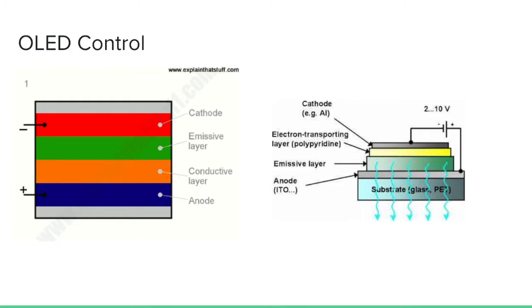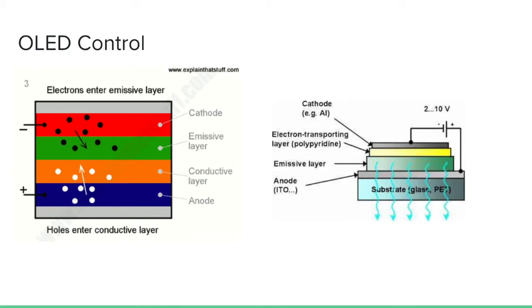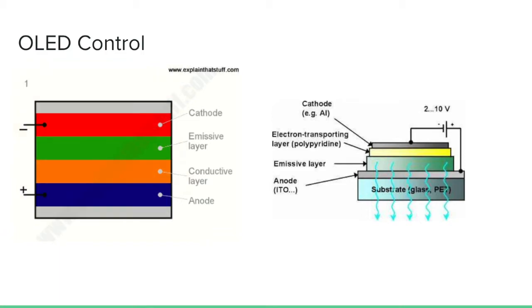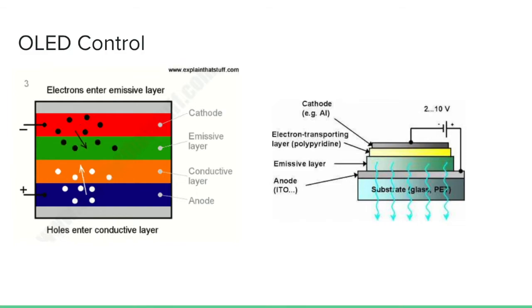The next part is OLED control. How does an OLED emit light? To make an OLED emit light, we can apply voltage across the OLED. Electrons enter through the cathode, and holes, the absence of electrons, become prevalent in the anode. This transmits to the emissive layer, and the holes and electrons meet.